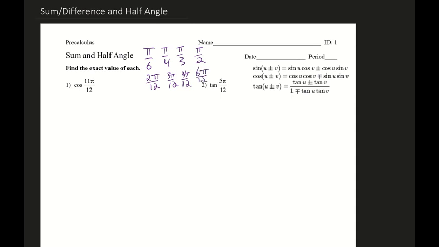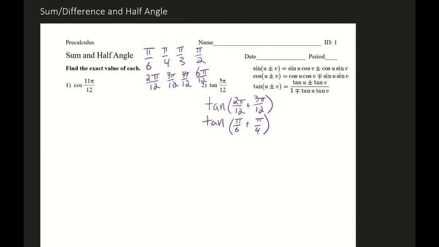Now, what we can do is take a look at these and try and write them as a sum or a difference of either two of these angles or multiples of these angles. So for example, tangent of 5 pi over 12, we can rewrite that as tangent of 2 pi over 12 plus 3 pi over 12. Because then when we simplify that, this is just pi over 6 plus pi over 4. And then we'd use the formula, which we'll look at in a second.